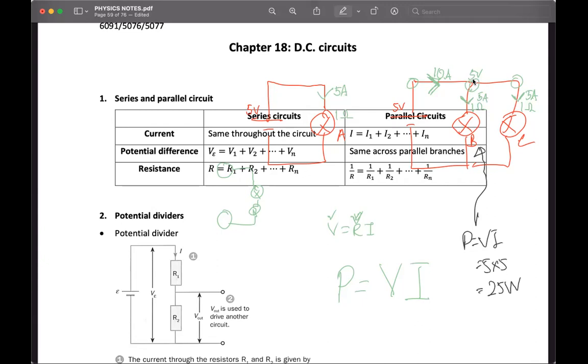Same thing, the power to run this bulb will also be 25 watt. The total power to run the circuit on the right side will be 50 watt. Is that clear? The total power to run the circuit on the left side will be 25 watt. So does that make sense now? Even though it's fixed at 5 volt, the parallel circuit will draw more power. Draw more power means you use up more energy per second. Does it make sense?